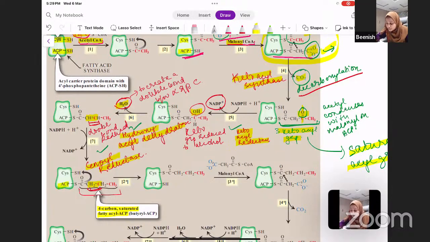Even if you don't remember the proper names, you know that your keto group is being reduced to your hydroxyl group, so simply write reductase. Now you know that you're removing water, so write dehydratase. Now you know you're reducing a double bond to a single bond, so simply write reductase. The names of the enzymes, if you know the function, it's okay.